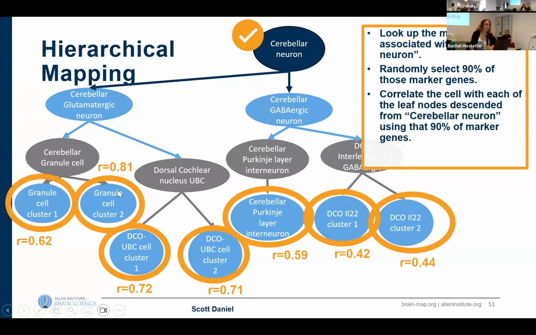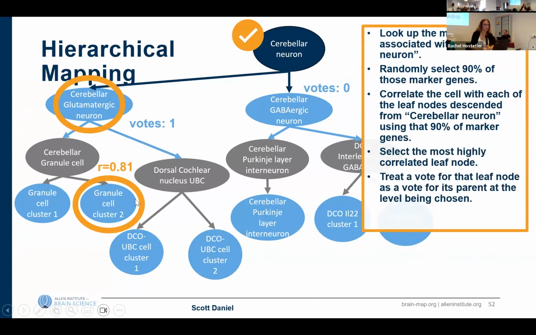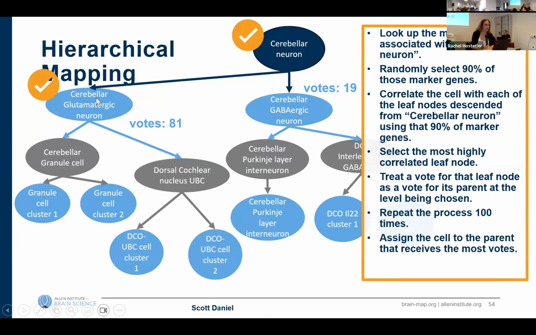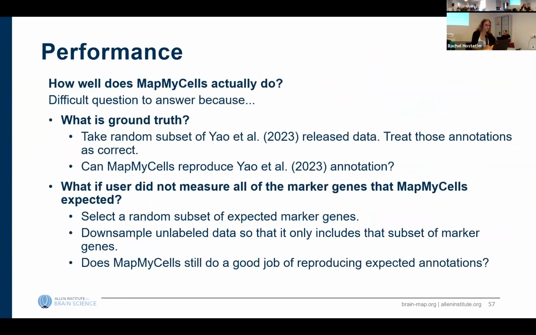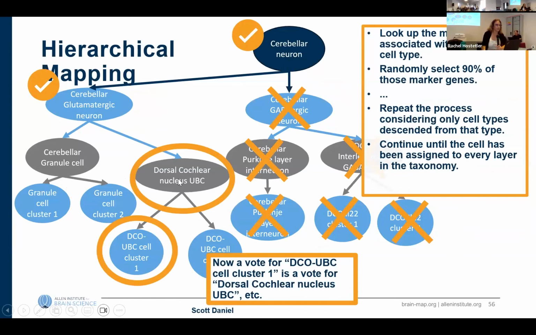After it's done this mapping 100 times, we can see that 81 gives us the highest correlation with granule cell cluster 2, which means it's going towards this subclass. Then this mapping repeats 100 times at each level, which finally gets it down to the individual class. So again, your data is not just mapped to the cluster at the very bottom, it's actually mapped to all the different levels of the taxonomy here. And this is where that confidence score comes from. You can see out of 100 times at each level, how many times did it map to that particular level?